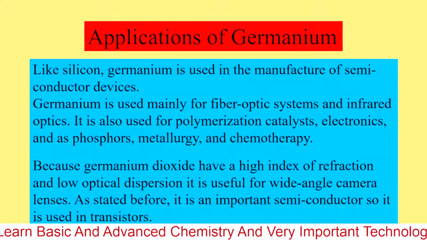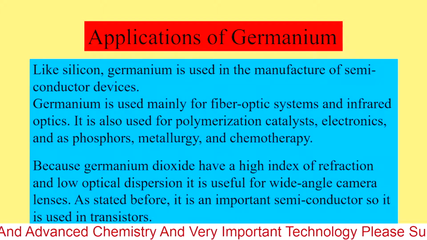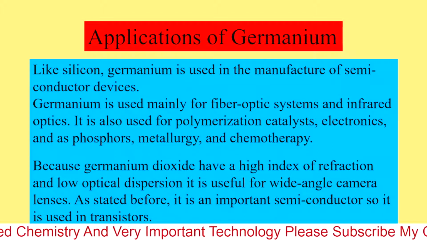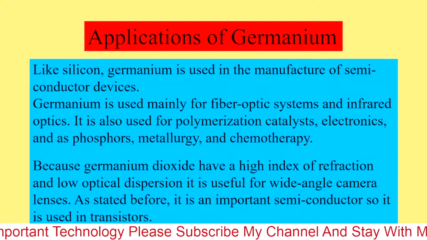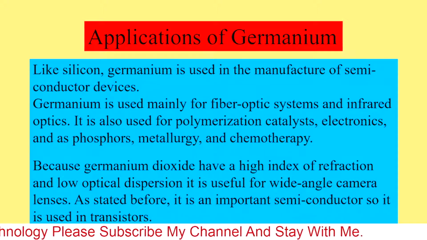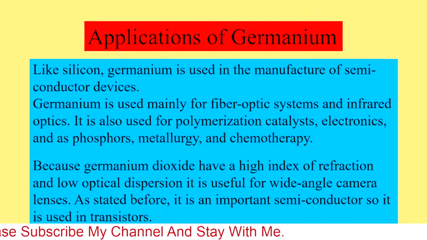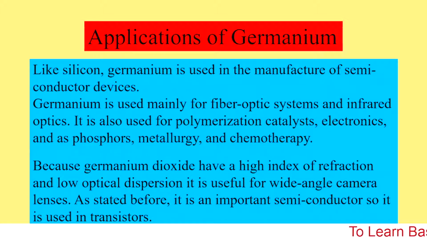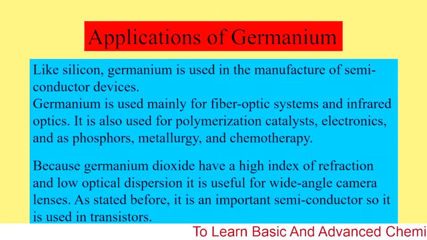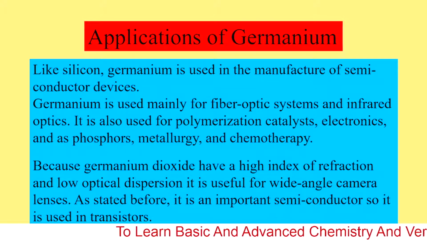That is the characteristic of that element, which is known as fluorescence or phosphorescence. That means it will automatically generate some light. So those are known as phosphors or fluorescence. So to prepare some phosphor or fluorescence material, you can use germanium. Then metallurgy and chemotherapy. You are very familiar with the word chemotherapy.